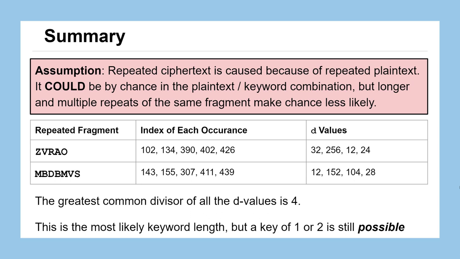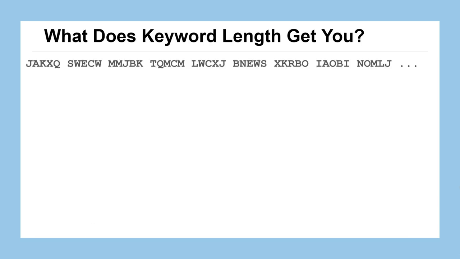Now that we know how long the keyword is, how does that even help us? Let's take a look at our ciphertext again here. I've just shown the first line of it. I'm going to color code each kind of grouping of every fourth character. So color code them here.